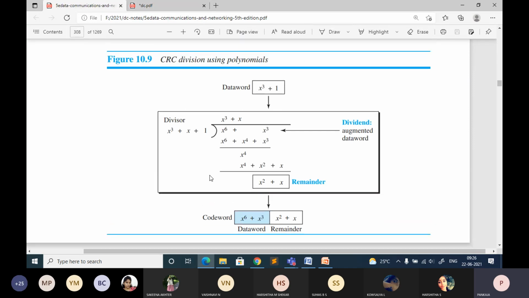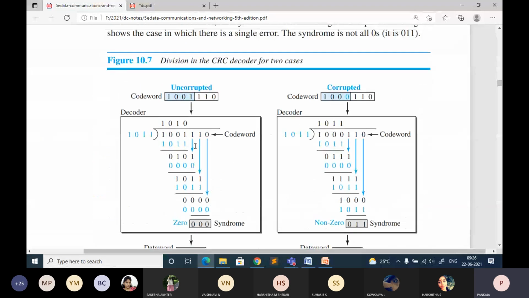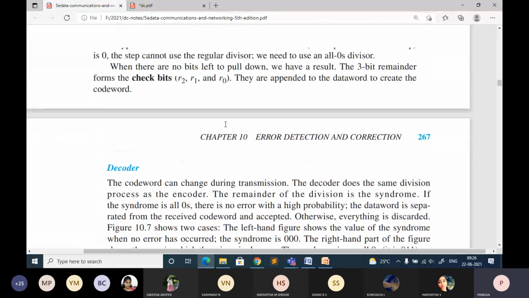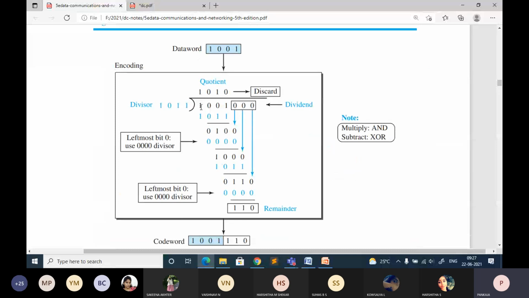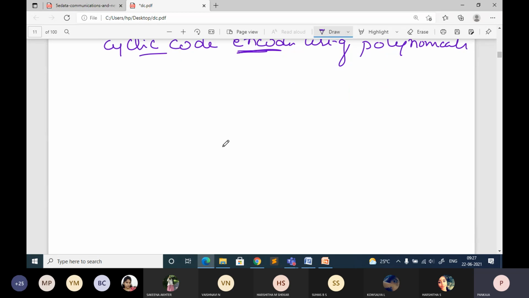The same data I will take, whatever you have taken. Let me go to that CRC. The data we have considered here is 1001. I'll consider the same thing here so that you will understand the advantage of going for polynomial. In the exam you will be getting this question for almost 8 marks, so you should represent it very neatly. So the data word is 1001. The steps you need to specify properly.